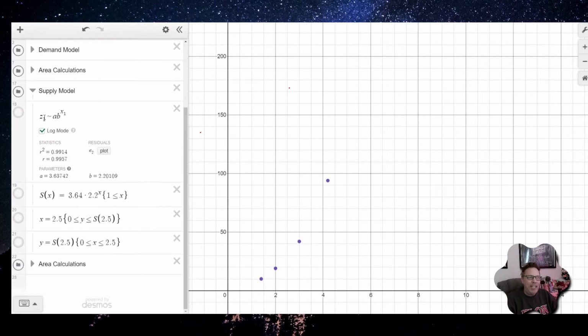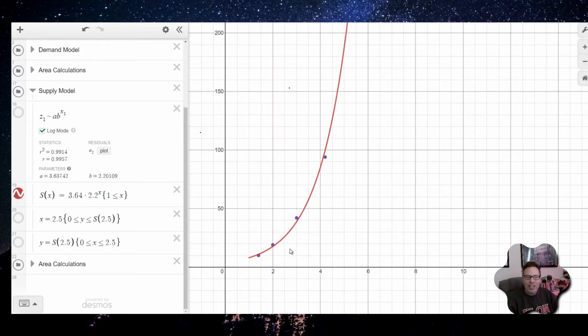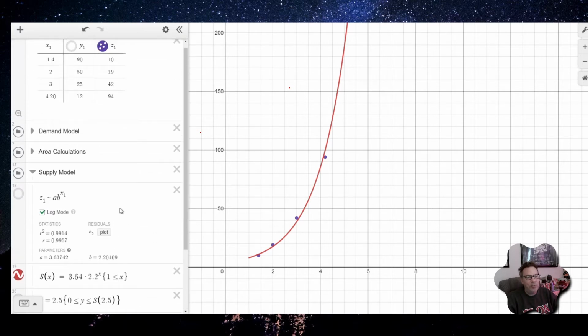So for my supply model, again I'm going to use an exponential, but this time instead of y1 tilde, I'm going to use z1 tilde. Remember, it's a times b to the x, and our input is x1 here. So I get parameters a is 3.64 and b is 2.2. I'm going to plot this, and this right here is a little bit new. This was my cutoff point, my shutdown point. It starts at no less than $1, so that's what I'm going to put in here, and that's what my function looks like now. It starts at 1 and gets higher. So that's what my supply function, or supply model, looks like.